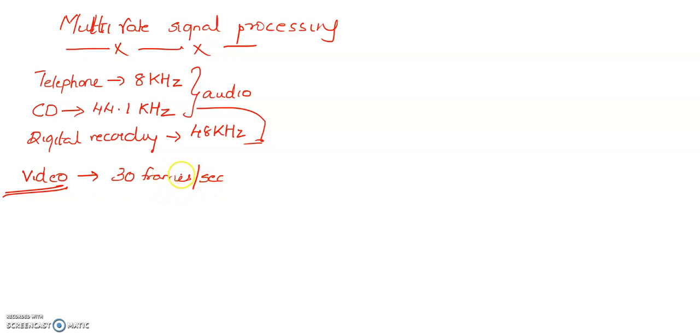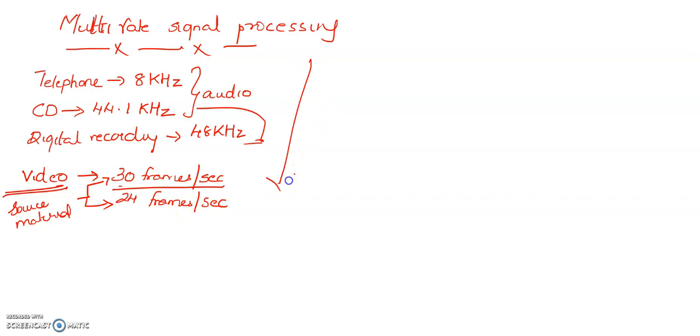So some video standards or television standards require 24 frames per second. Some require 30 frames per second. So depending upon the TV standard, imagine there is a source material, and that source material contains information. Now for one TV, it will have to produce a signal of around 30 frames per second. For another TV, it will have to produce another rate of 24 frames per second. So basically what I am conveying here is a fact called multi-rate signal processing.